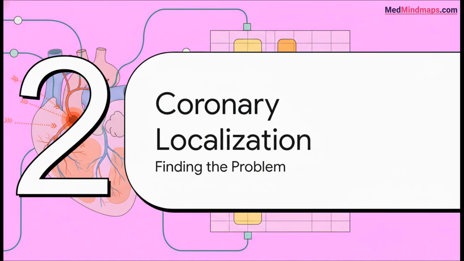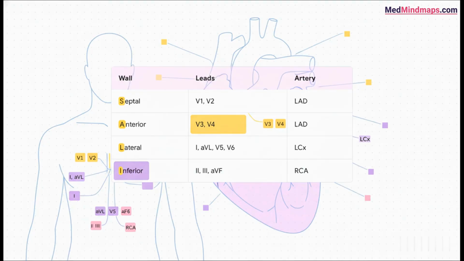So you might be thinking, okay, why do we care so much about all these different views? Well, here's the payoff. When a coronary artery gets blocked during a heart attack, we can use these specific leads to pinpoint exactly where the damage is happening. And this, my friends, is what we call coronary territory localization. It's like being a detective. And a fantastic way to remember all this is with the simple mnemonic, SALI, or S-A-L-I.